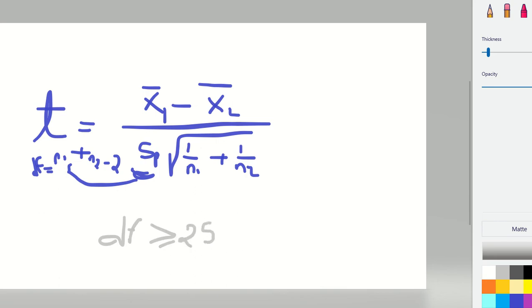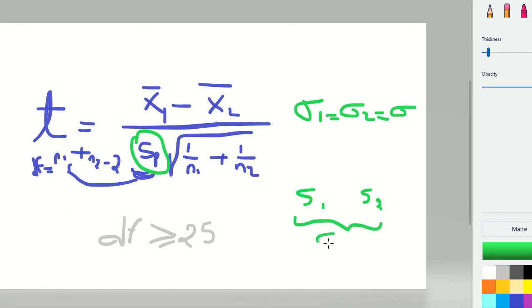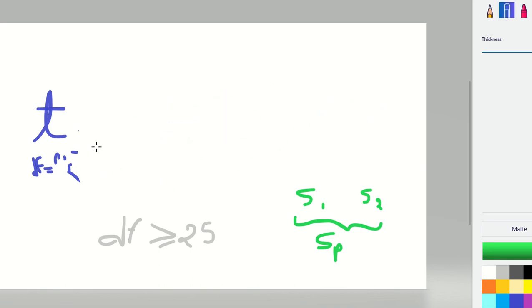Also, we're making an assumption here to be able to calculate this S pooled that both S1 and S2 are estimating the same sigma, that is, sigma 1 is equal to sigma 2 equal to the same sigma. That is the assumption we made so that we were able to pool S1 and S2 together to get the S pooled. And remember, I told you S pooled is some sort of an average, but it's a weighted average. You just cannot add S1 to S2 and divide it by 2. It won't work. Okay, so let's continue.